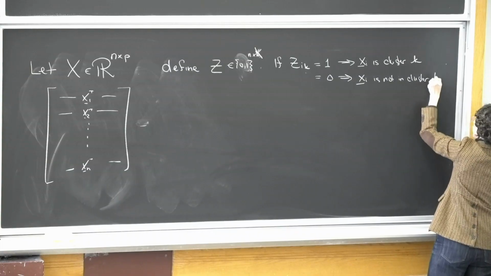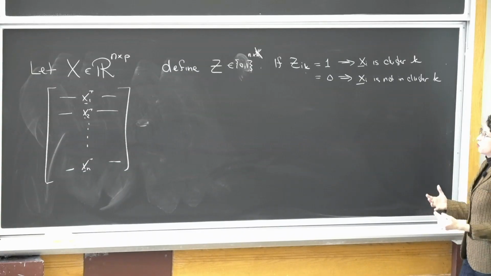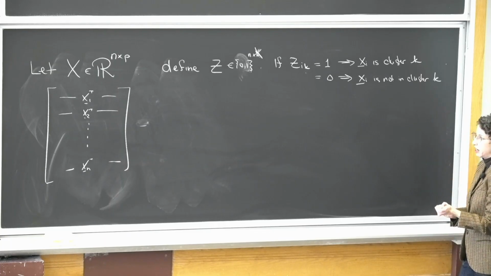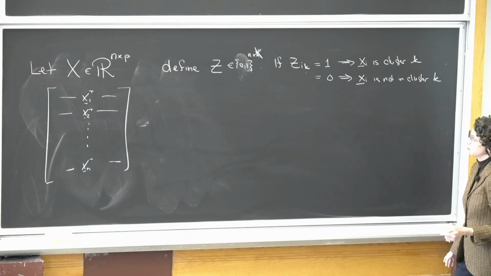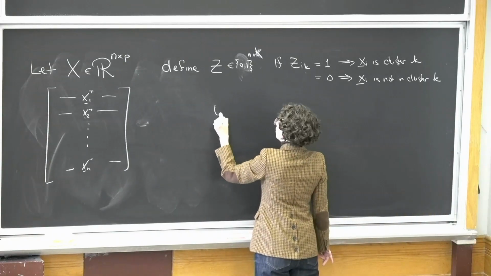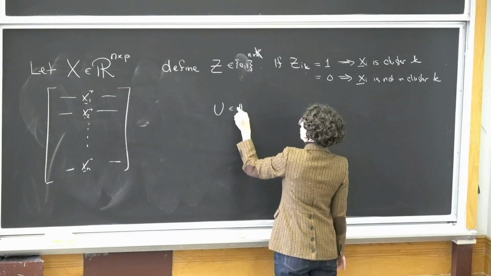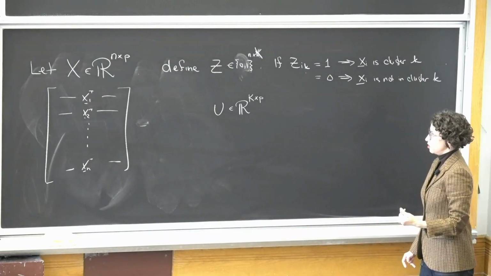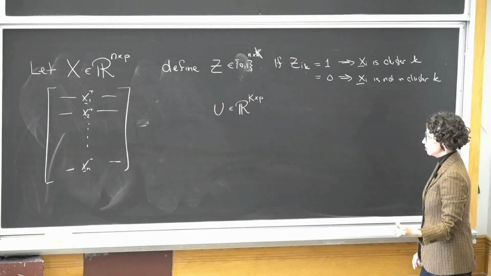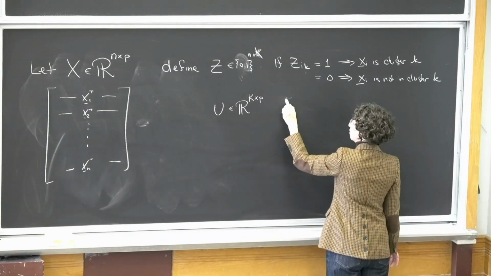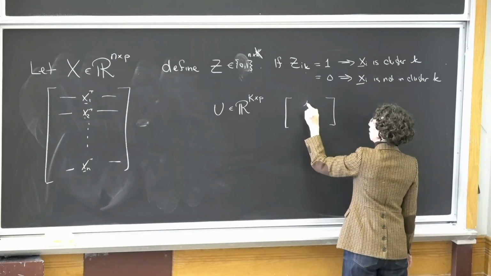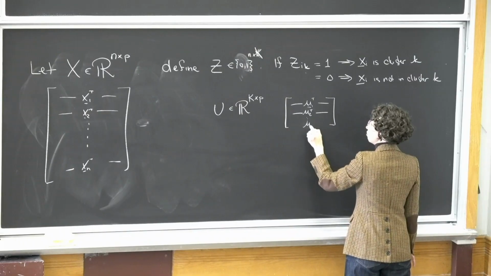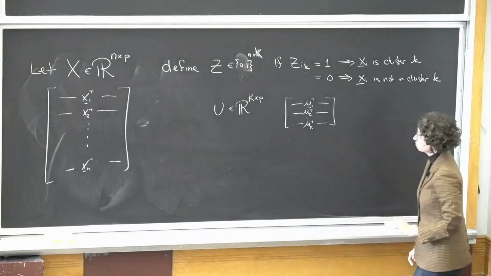So Z is telling us for each of our samples which cluster it's in. So it's just a 0-1 matrix that's indicating the cluster membership of all of our samples. We're also going to have another matrix U, and this matrix is going to be capital K by p. And this matrix is going to contain all of our cluster means. So it's going to have, say, a small number of clusters here, and we're going to have mu1 transpose, mu2 transpose, all the way to mu capital K transpose.